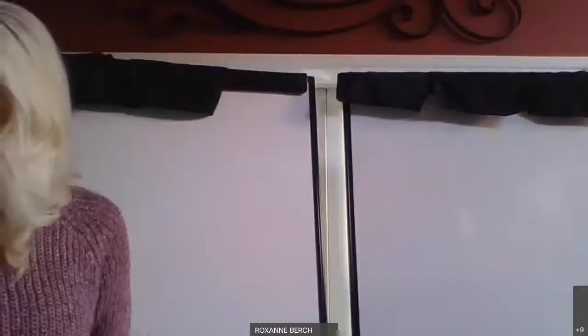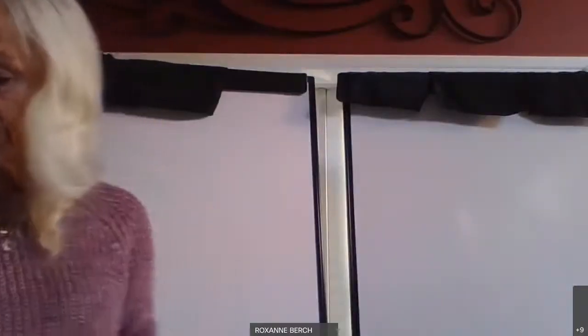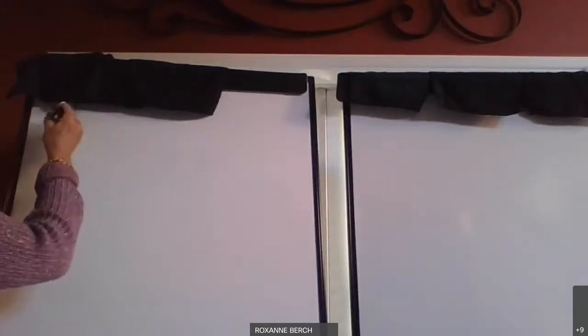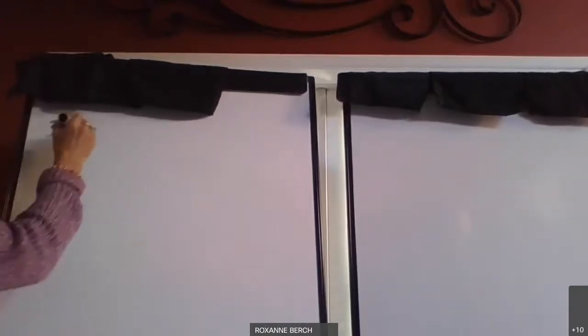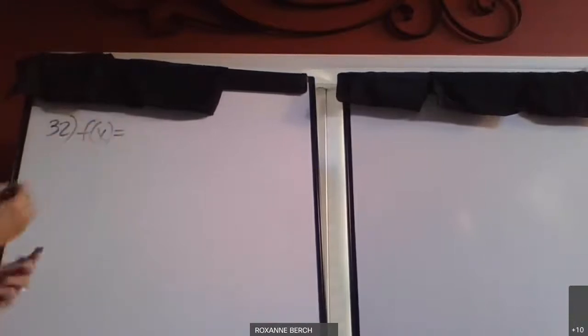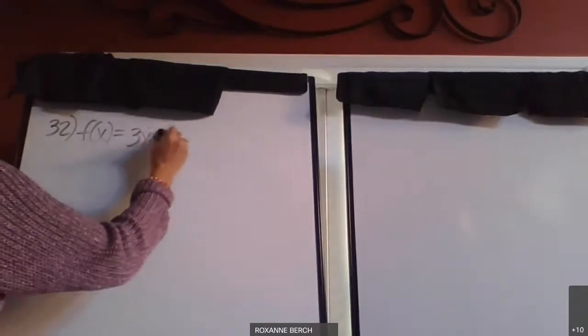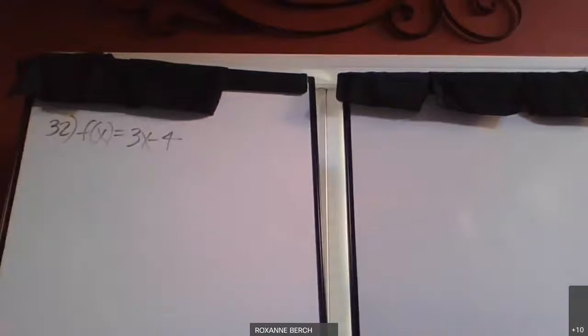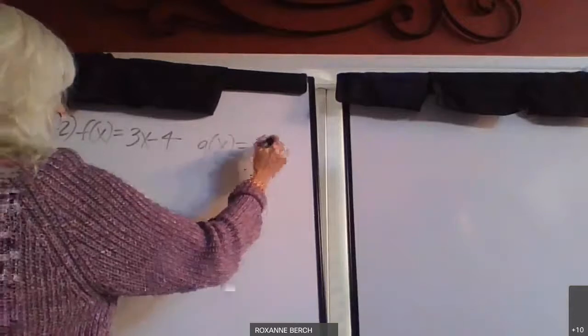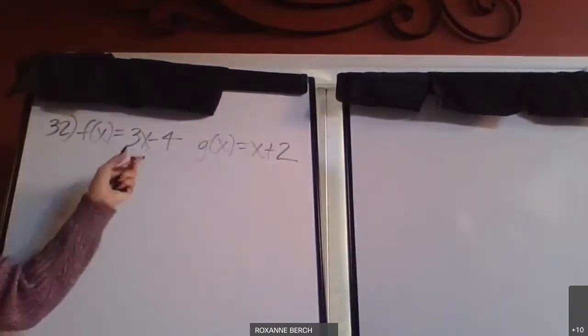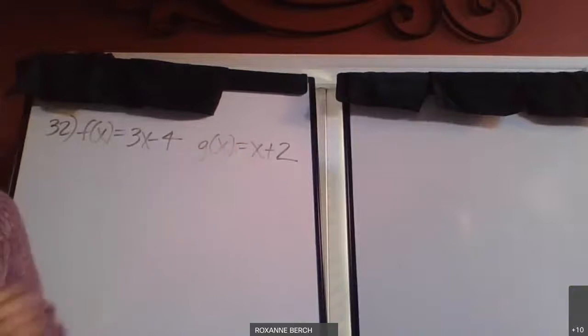Keep your books open to page 258. I'm going to look at problem number 32, and I'm going to have you do 31. And if you've already done it in your assignment, you're going to do it again. So F is linear and G is linear.